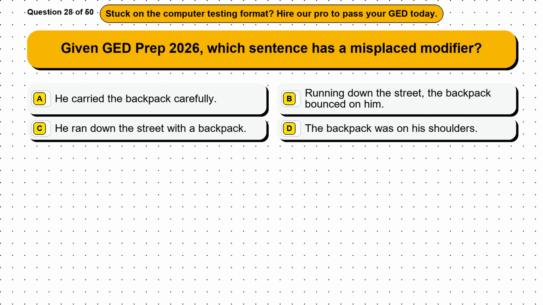Question 28. Given GED Prep 2026, which sentence has a misplaced modifier? Option A. He carried the backpack carefully. Option B. Running down the street, the backpack bounced on him. Option C. He ran down the street with a backpack. Option D. The backpack was on his shoulders.